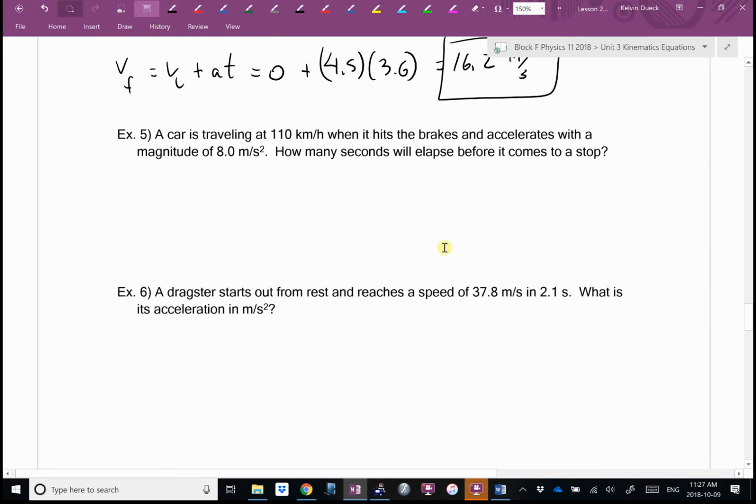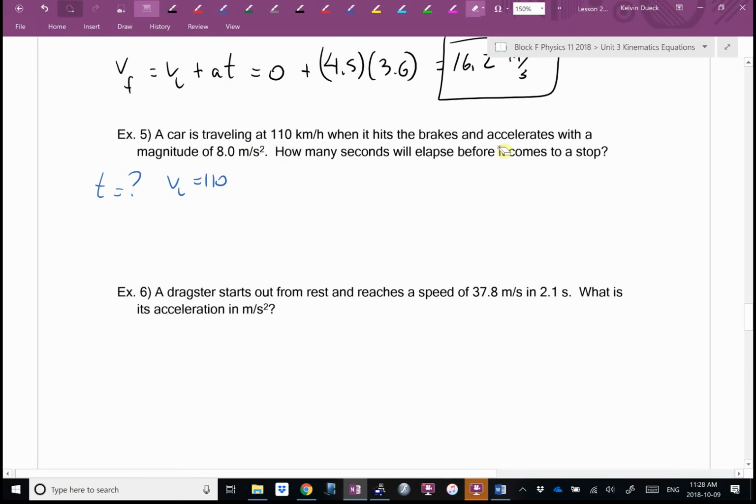Example 5. What are they asking us to find in example 5? Time? Let's all write down t equals question mark. What's that 110? Which one? Initial or final? Yeah. Except what are the units next to that 110?